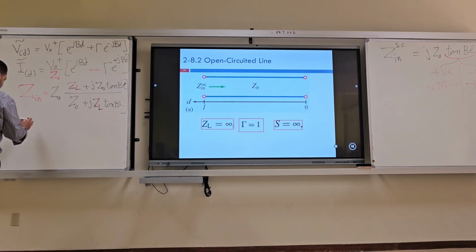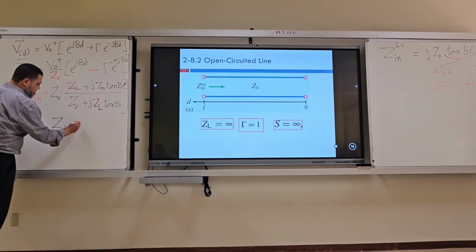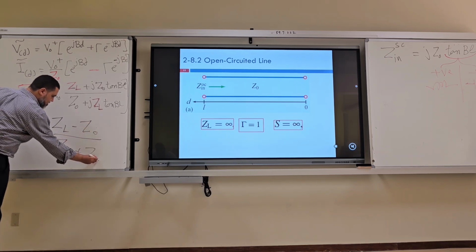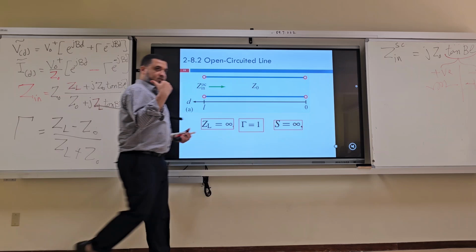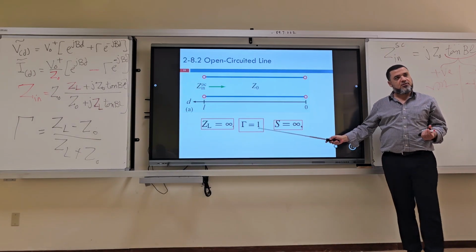What's the equation? ZL minus Z naught over ZL plus Z naught, right? So in case ZL is infinity, what is gamma? It is 1, right? It was minus 1 in the short circuit. Now it's 1. What's the meaning of 1 as a reflection coefficient?